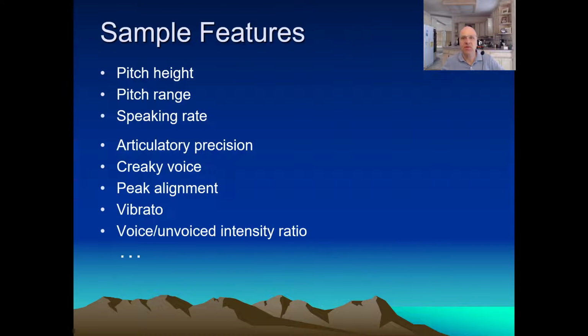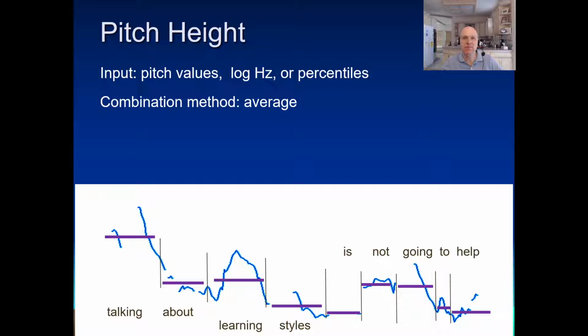Okay, let's talk about some specific features. There are many, many we could talk about. We'll just discuss a few, starting with pitch height. So pitch height seems simple. You can just average the pitch values over whatever time span you're interested in. For example, words as seen here. What could go wrong? Actually, quite a lot.